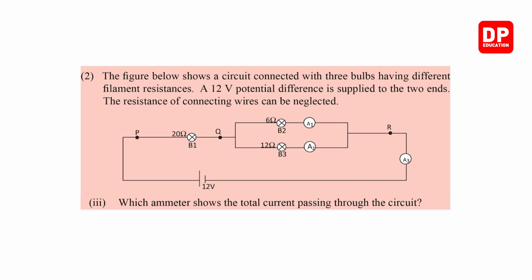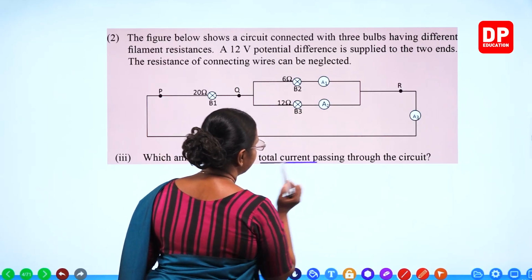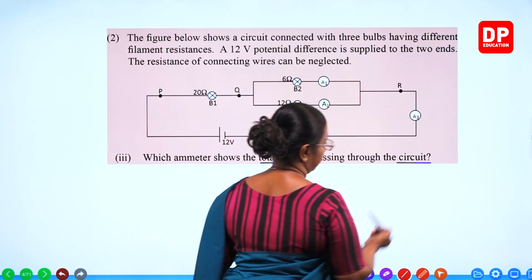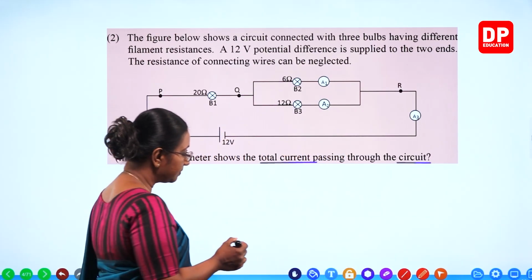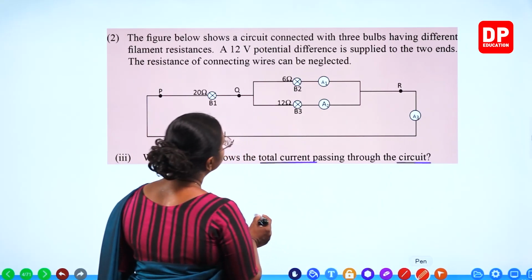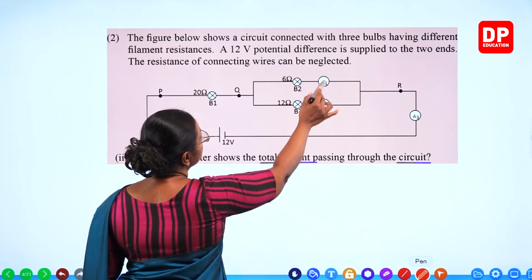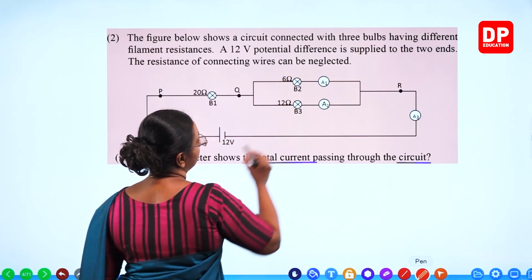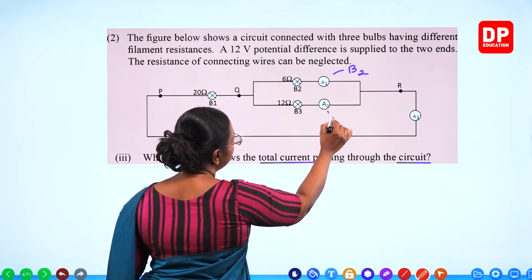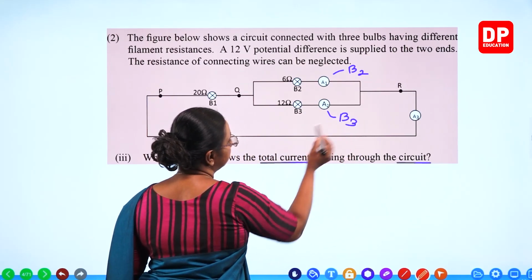Again, the question and the diagram are given to you. The third one, which ammeter shows the total current? So here, look at the question. Total current passing through the circuit. So when I explained to you all, I told you this. Here you can see A1 current through B2. So this is to measure current through B2. A2 measures the current through B3.